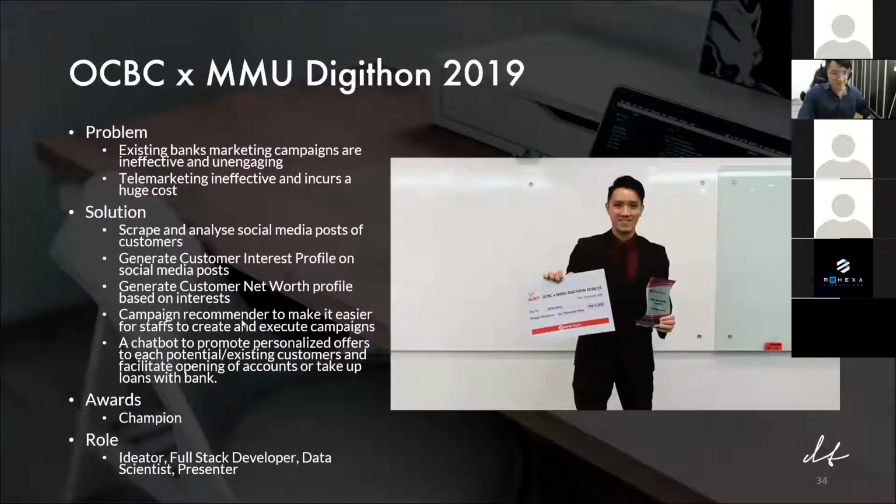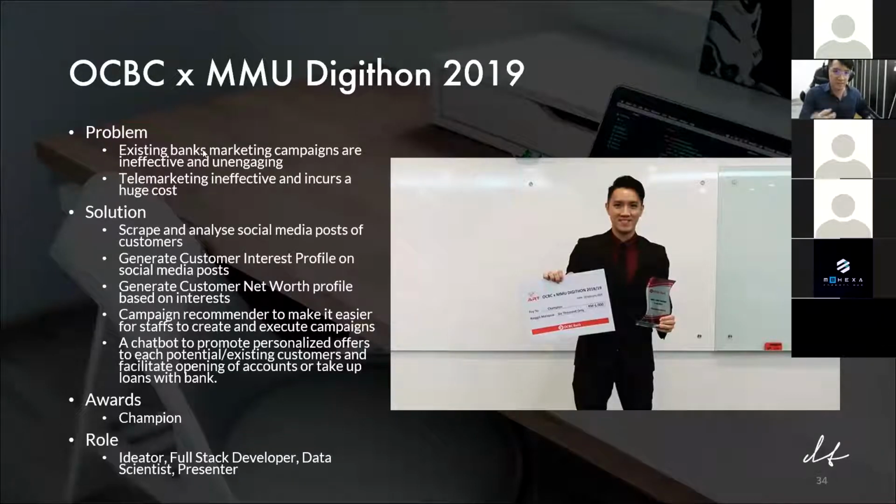And lastly, the last win I got was the OCBC MMU Digithon Challenge. This is a bank problem as well. For this one, I spent a total of 21 hours straight, no sleep, and built the entire thing. What this project did was to help improve marketing campaigns once again, but with a different method. This one was to scrape the user's Instagram account and find out, in each of the images they post, what kind of objects are in there.